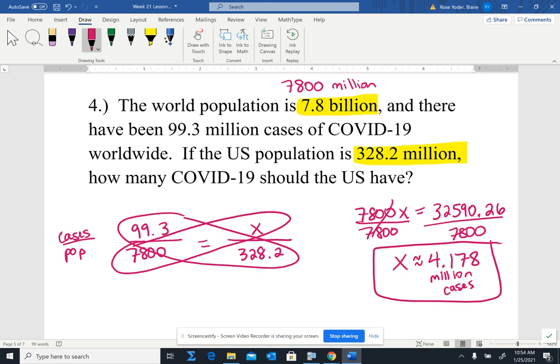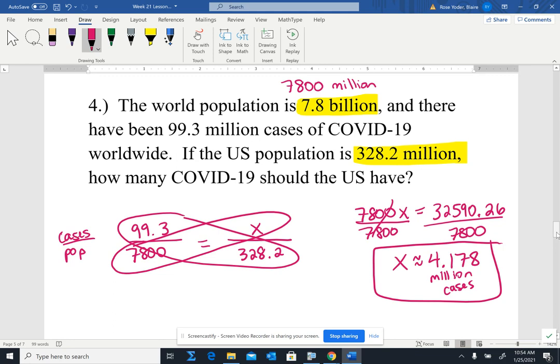We have, as of today, 25.2 million cases. So that's why people have really been talking about how the US hasn't handled this so well, because that's way more cases. That's like 6 times more cases than what we should be on pace to have compared to the rest of the world. So I have found that a lot of proportional thinking has been used in talking about COVID and how different countries have been dealing with it.